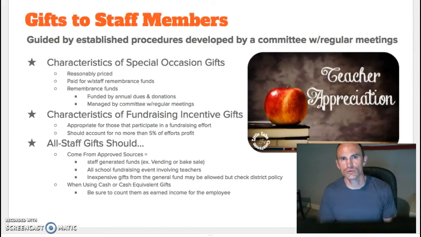If you want to have an all-staff gift, you should remember a few things. First off, they should come from approved sources. Staff-generated funds, like vending machine sales or a bake sale, for instance, are perfectly legitimate to use. All school fundraising events that involve teachers are fine. And inexpensive gifts from the general fund may be allowed, but you should check with district policy on that. That's going to be an individualized thing, and it's probably not a recommended way of doing it. Finally, when using cash or cash equivalent gifts, gift certificates, or cash itself, you want to make sure that is reported as earned income for the employee that receives that gift.